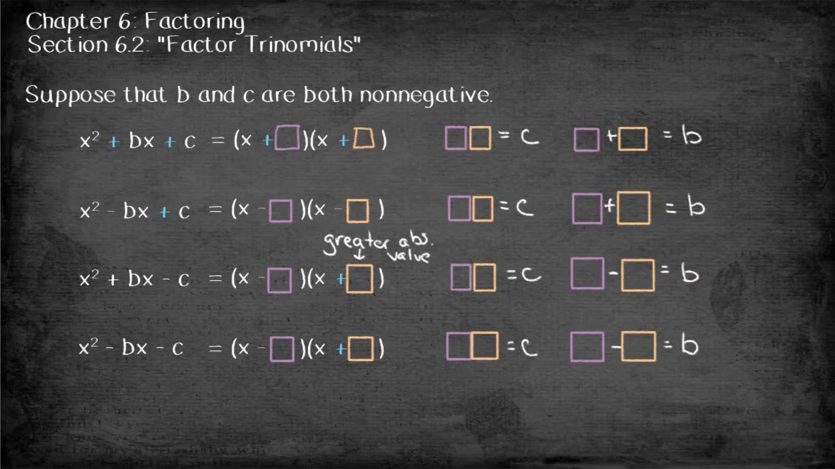Since I have a minus sign in front of b, I want the one with the minus sign to have the greater absolute value. Really, when you're thinking about the subtracting, you're thinking about the absolute value of that difference should be equal to b. This is very general, okay?